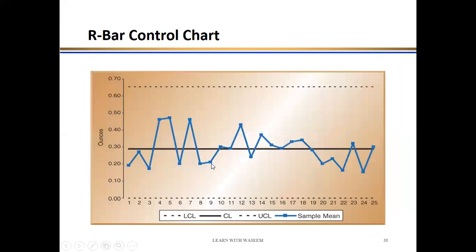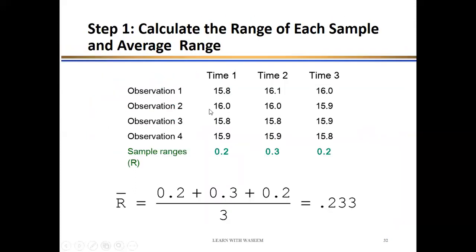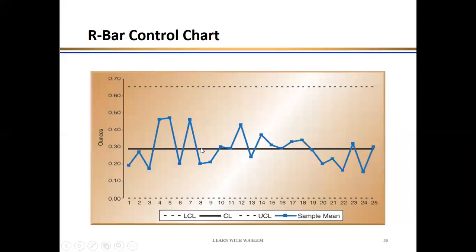So this is the R bar chart. The value of R bar is the center line, this is the upper control limit, which was D4 R bar, and this is the lower control limit, which was 0, equal to D3 R bar. These values actually represent the data which was given here. This is the data which is plotted here on the table.